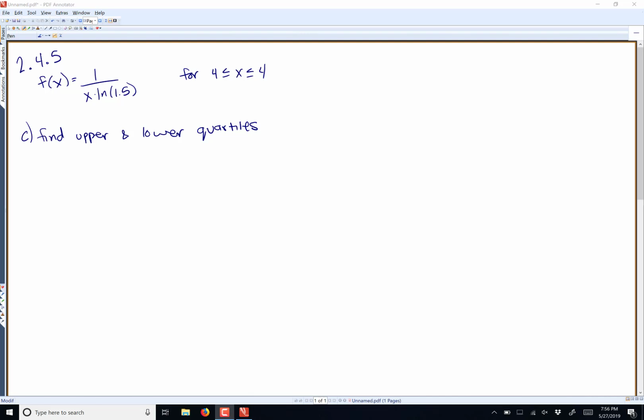This is 2.4.5. We're given a probability density function f of x equals 1 over x times the natural log of 1.5 for x between 4 and 6. That should say 6. Let's see. And the question for part C was to find the upper and lower quartiles.